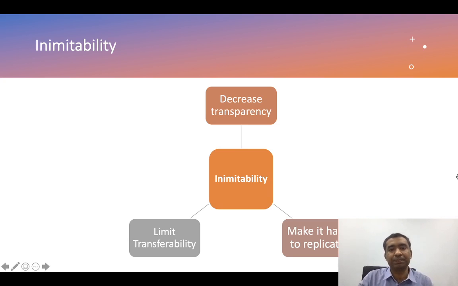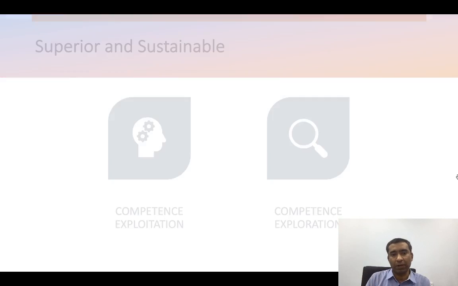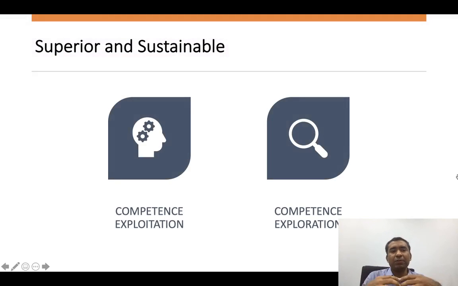Okay, now this is very important for any organization with high-tech products. If you want to keep your product or core competency with you, make it inimitable. Make it very difficult for people to replicate or create similar competencies. So that is important. Okay, now let's try to understand the comparison between superiority and sustainability.